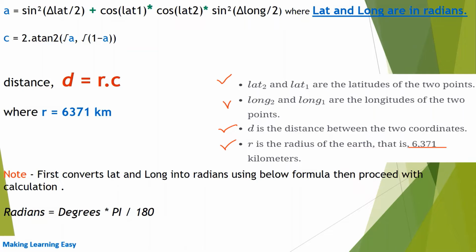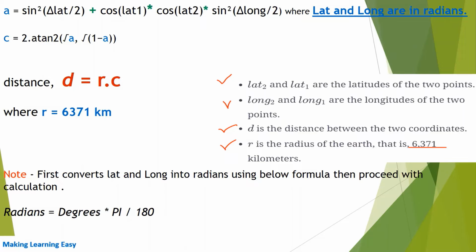First, we will find a. a is equal to sine square of the difference of latitude divided by 2, plus cosine of latitude 1 multiplied by cosine of latitude 2 multiplied by sine square of the difference of longitude divided by 2, where latitude and longitudes are in radians. Then we calculate the c. c is equal to 2 multiplied by atan2 of square root of a, square root of 1 minus a. The atan2 is arc tangent.